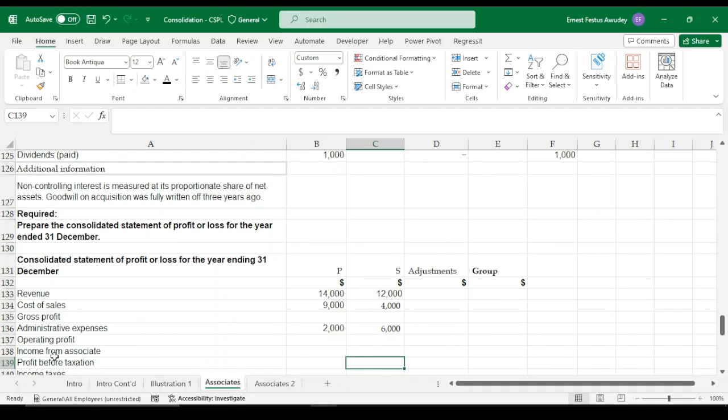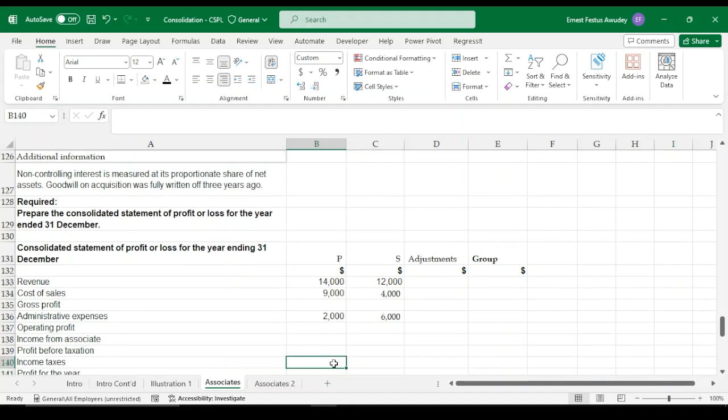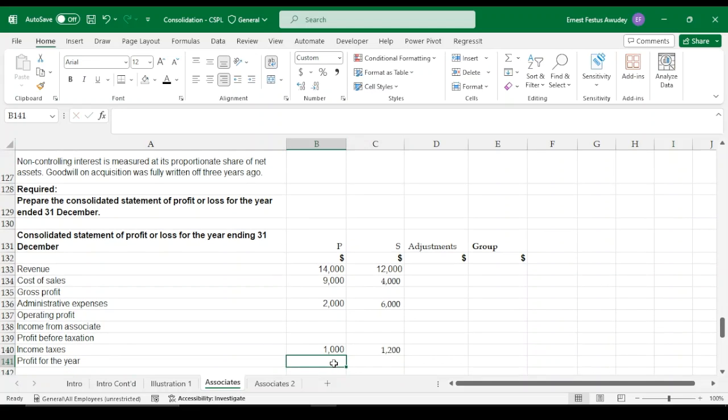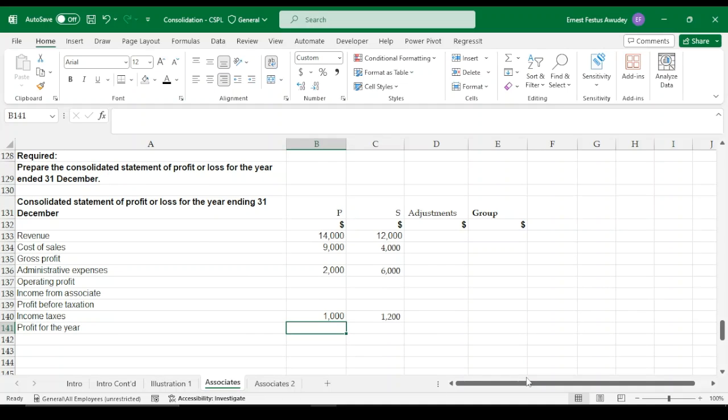So as I said, the income from associates comes after our operating profit. Then we are going to add that to our operating profit to get our profit before taxation. Then we'll have our income taxes. The income taxes for the parent is 1,000, and for the subsidiary is 1,200. Then we'll have our profit for the year.